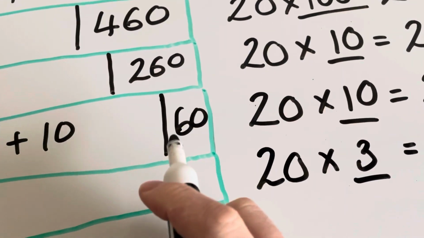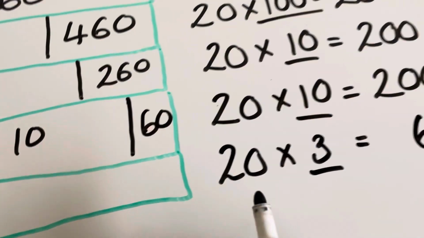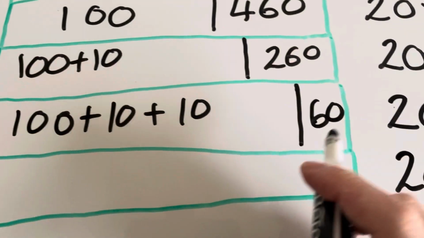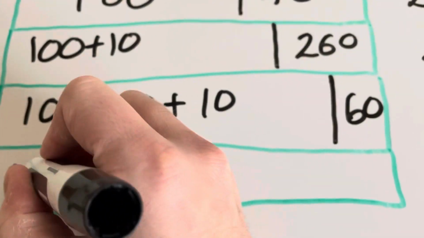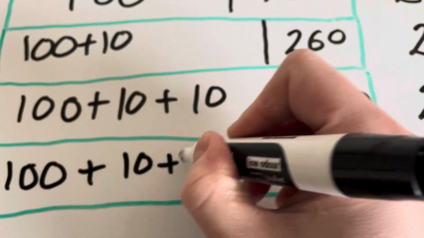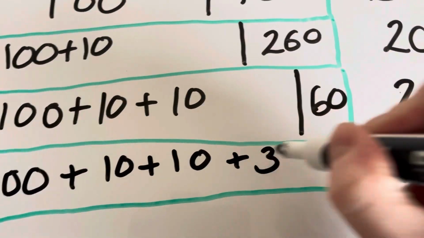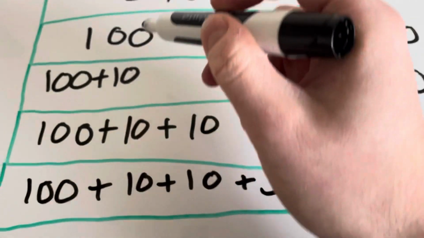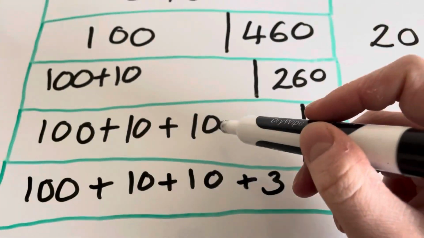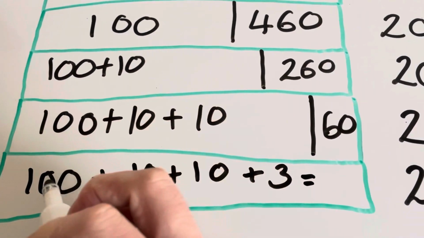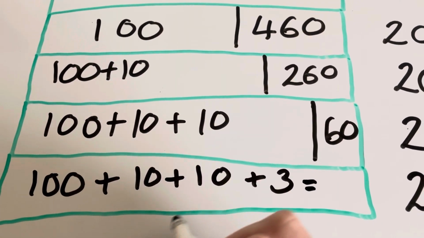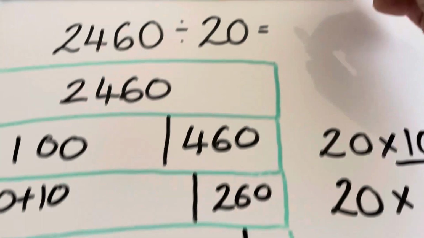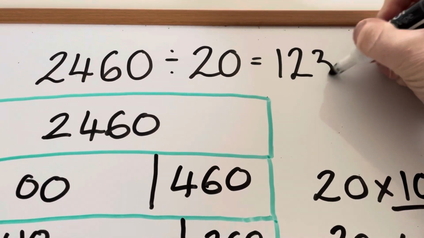Now, what we know is we've only got 60 left, so I know there's not going to be a remainder here. 20 times 3 is 60, which means I've got rid of anything over here, and I just need to add up the chunks of 20 I've taken away. So you can see I've got 100, 10, 10 and 3. I've got the same here, 100, 10, 10 and 3. If I add all these together, 100 add 10 is 110, add another 10, 120, add 3, 123. The answer is 123.